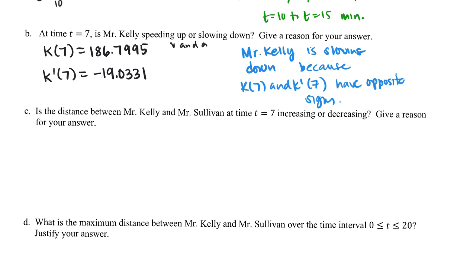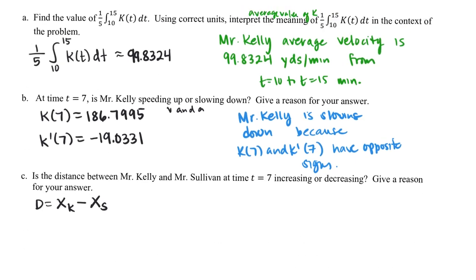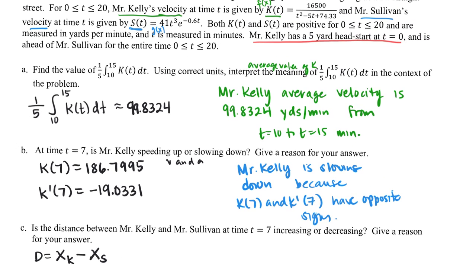Okay, I'm going to say the distance between them is, I want to say Mr. Kelly's position and Mr. Sullivan's position. But S is already Mr. Sullivan. I'll call it X. Okay, so I'm calling X sub K Mr. Kelly's position minus Mr. Sullivan's position. Wait, let me double check. Is Mr. Kelly ahead of Mr. Sullivan? Yes, Mr. Kelly has a 5-yard head start and is always ahead of Mr. Sullivan. So the distance between them should be Mr. Kelly's position minus Mr. Sullivan's position.